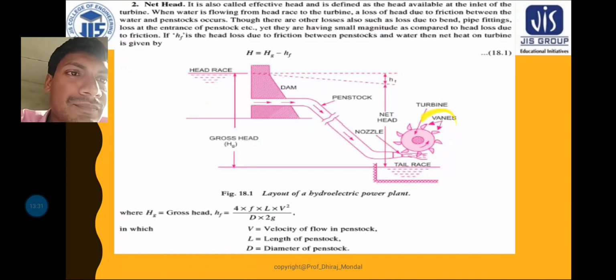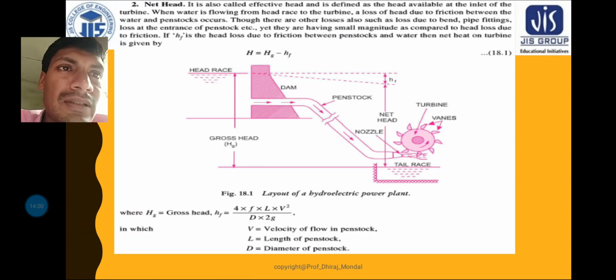And what happened, the head race and tail race, I have already told you that the difference between head race and tail race is called your gross head. But if I am considering the net head, what do you mean by net head? Net head is basically what remains after deducting the frictional dissipation or frictional loss, the major loss, that comes from the Darcy-Weisbach principle, HF is equal to 4FLV square by 2GD.